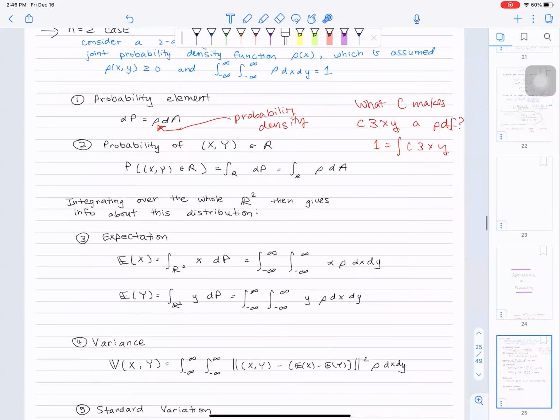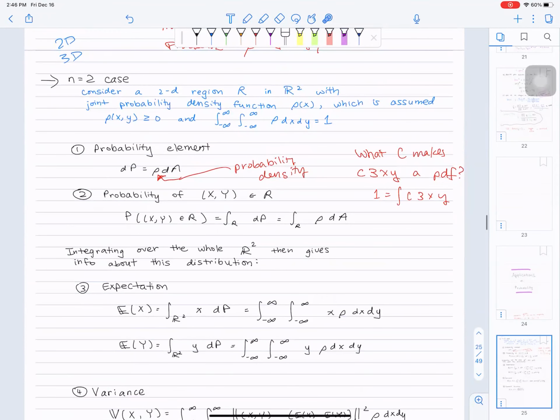Okay, about the example with the C3xy, after 3xy, does it go dp or dx dy? Oh, it should be dA. Not dp, not dP, because this is already saying part of the rho. Okay, yeah, this is dP. It's rho dA. Okay. Thank you.